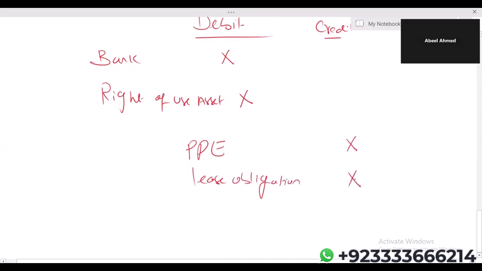Now listen carefully. If it is scenario number 3, then other than lease obligation, we will credit the financial liability as well. For example, I'm just assuming, your lease obligation is, let's say, 7 million. Out of that, 2 million is a financial liability. So what I'll do, I'll say lease obligation credit by 5, financial liability credit by 2. If it is not case number 3, let's say it's just a simple case number 1 where sale proceed is equal to the fair value. So bank debit, right of use asset debit, property, plant and equipment credit, lease obligation credit.